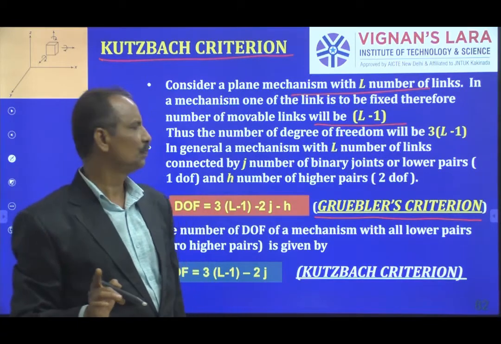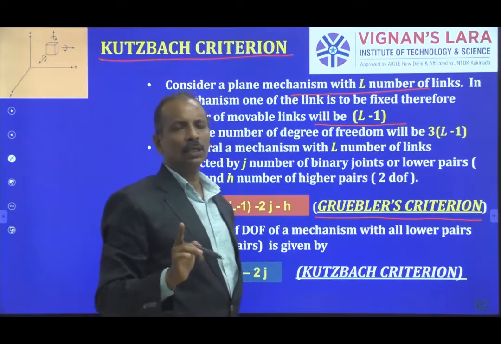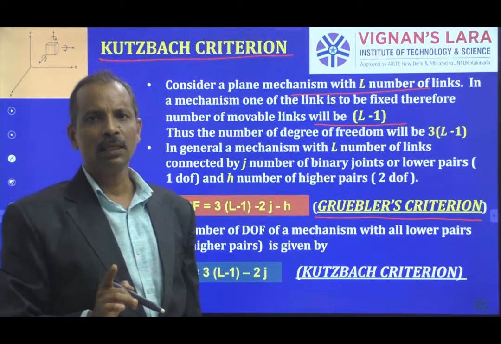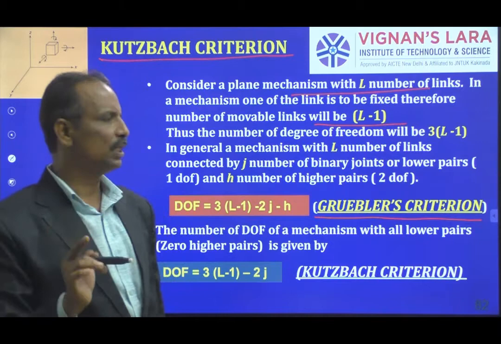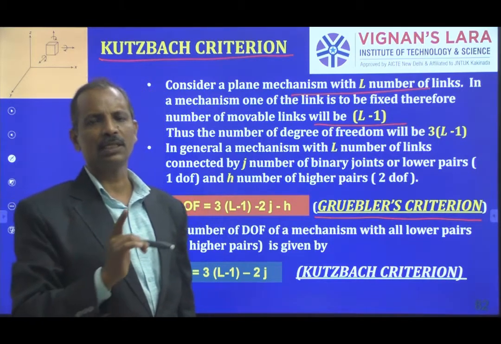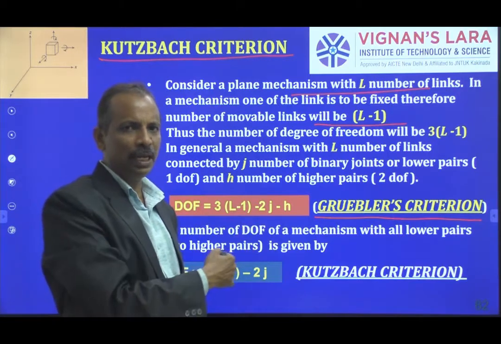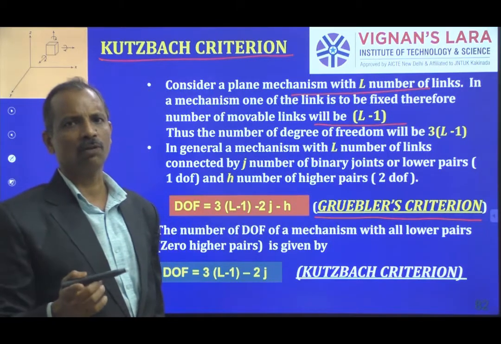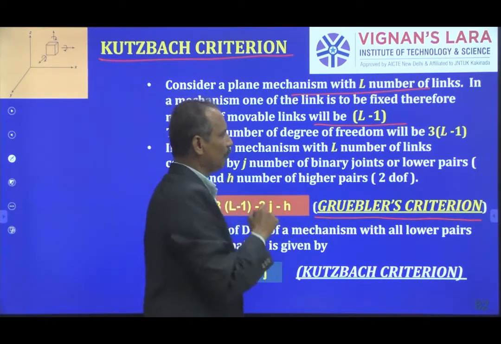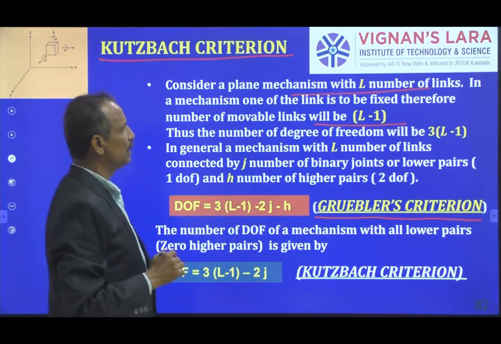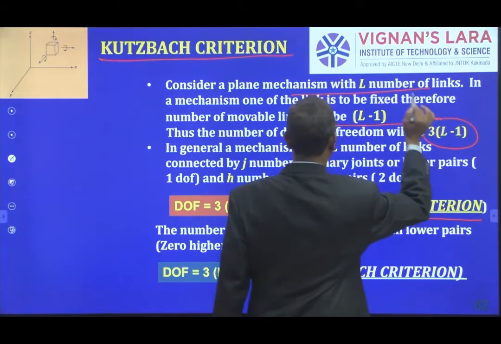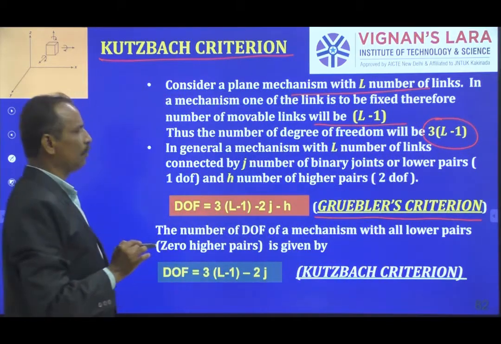Earlier I showed that a rigid body in space, that is 3-dimensional, has 6 degrees of freedom. Whereas if it is 2-dimensional, it can possess only 3 degrees of freedom, that is 2 linear motions and 1 rotational motion, so 3 only. So now the degrees of freedom for the given number of links in a mechanism, L minus 1, is 3 into (L minus 1).